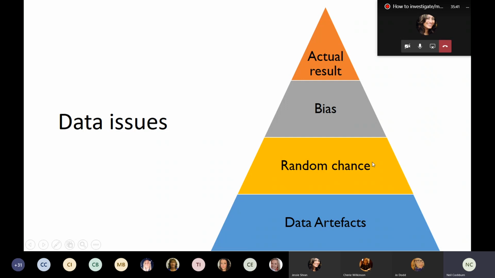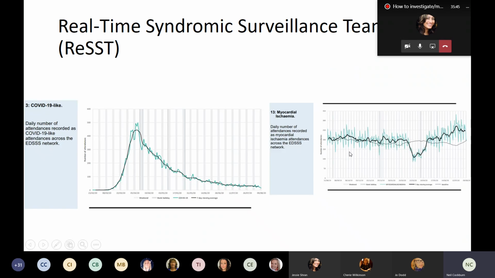But then we can also think whether it's just random chance. You can see, looking at the syndromic surveillance again, that this black line is an average, but the green lines are the actual figures. It's going up and down all the time. So how do we know actually if the changes are really due to some increase or decrease, or if it's just random chance?